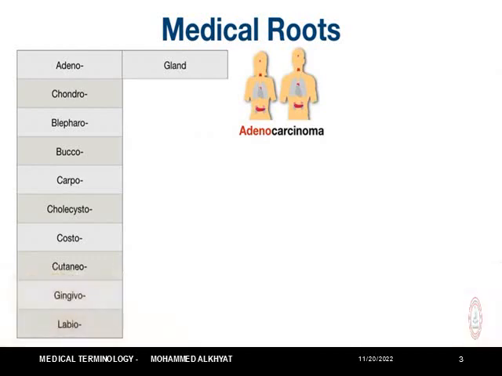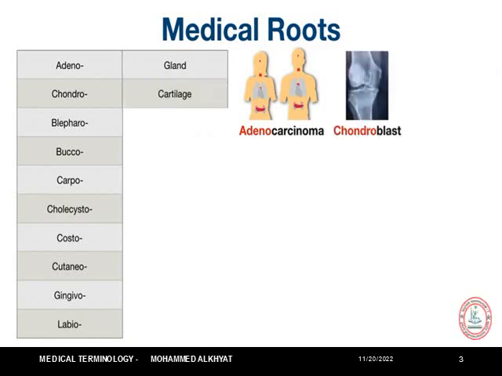So adenocarcinoma is cancer that originates in the glands or gland cells, which are typically found in tissues that line internal organs. The next root is chondro, which relates to cartilage. You can think of chondroblast, which is a type of cell that plays a role in the formation of cartilage.